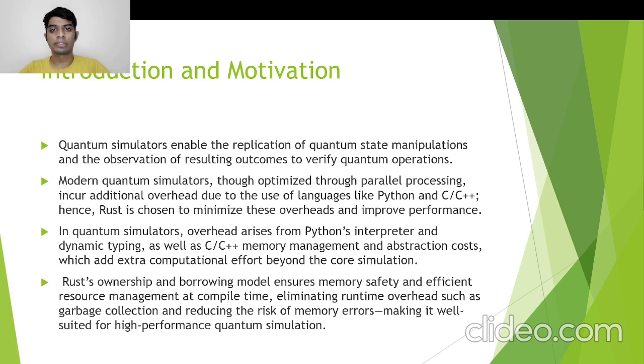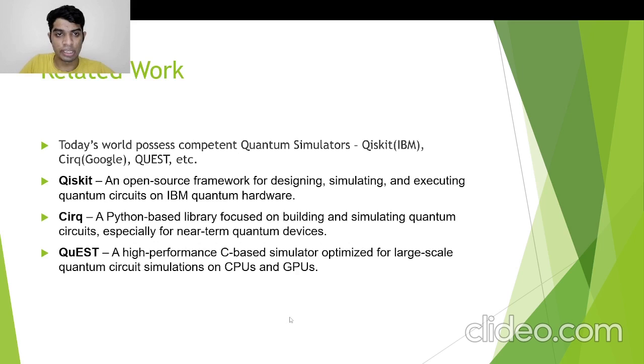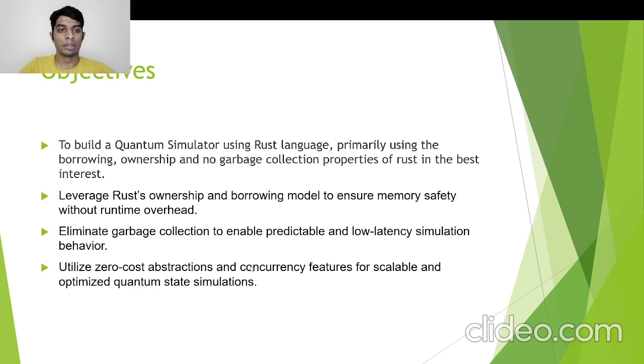Modern quantum simulators use languages like Python and C++, but there are additional overheads which we try to remove using Rust memory management by eliminating runtime overhead, such as garbage collection and reducing risk of memory errors. In today's world, there are many quantum simulators being used, such as Qiskit, which writes its package in C++, Cirq, which writes its library in Python, and Quest, which is a C-based simulator.